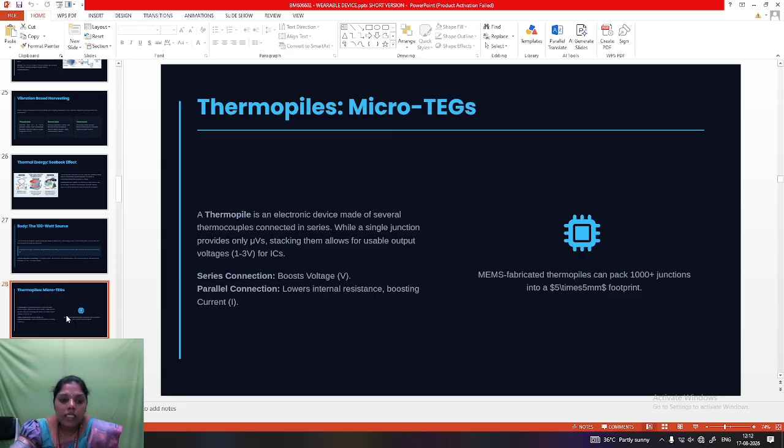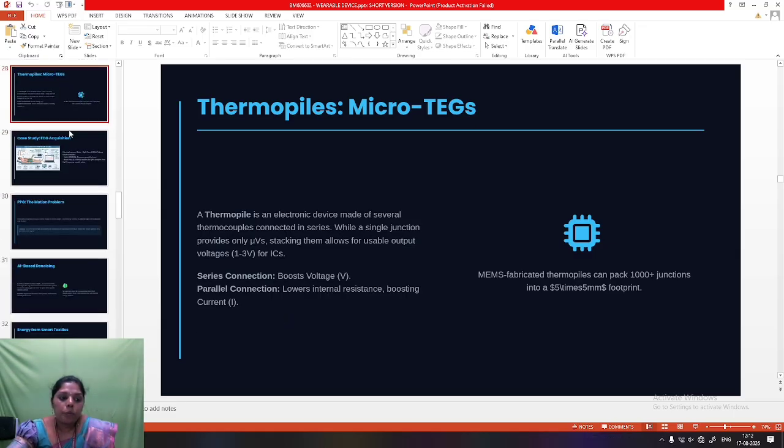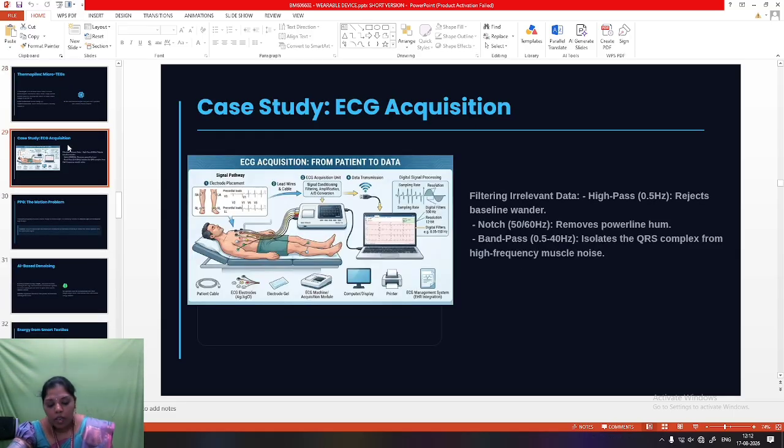Thermopiles, microtags. A thermopile is an electronic device made of several thermocouples connected in series, while a single junction provides only a small voltage. Stacking allows usable outputs. Series connection boosts voltage, parallel connection lowers internal resistance, boosting current. Now let us move on to the next slide.